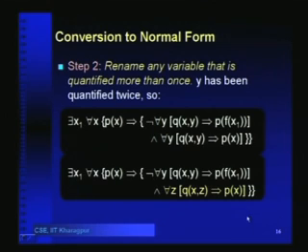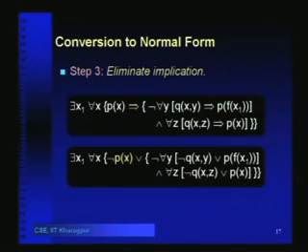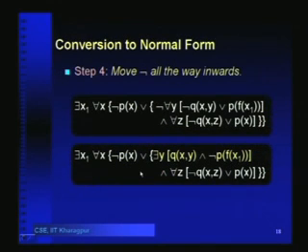So, any variable which is quantified more than once, for that we will just give it a new name. If you change the name of the variable, it does not change anything as long as it is quantified. Okay. Step 3, we will eliminate implication. This is straightforward, we know how to do that. So, this implication is eliminated by not of Px or this whole thing, right, not A or B. Step 4, move the negation all the way inwards.